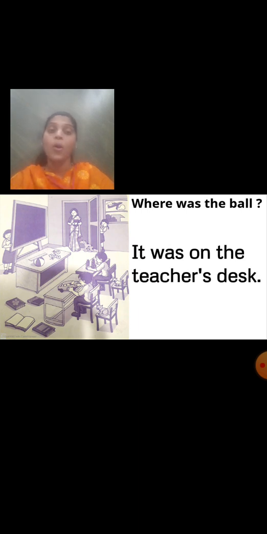Okay. Now, you have to look at the picture and answer the questions. Where was the ball? Look at the picture. Can you see in the picture? Yes, where is it? It's on the table, right? So how will you write the sentence? It was on the teacher's desk.